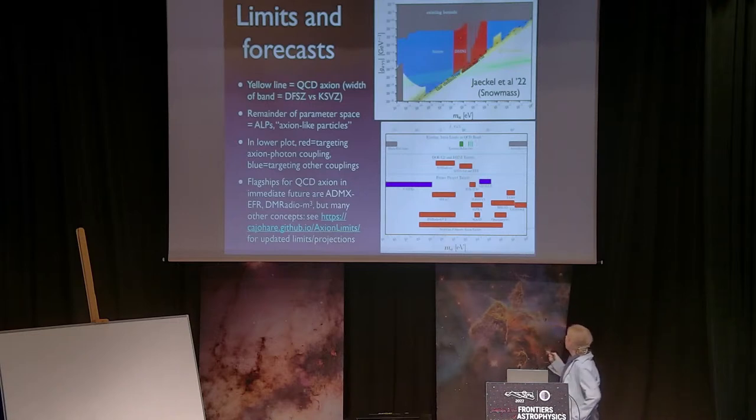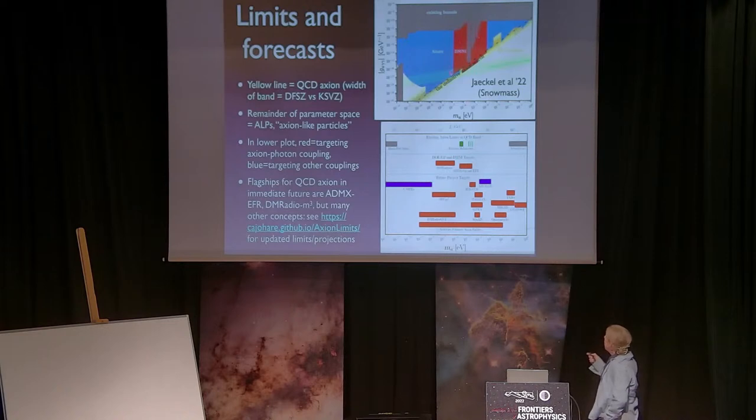So the gray regions are what's currently ruled out. This gray band that comes down to this yellow QCD axion band is the current ADMX detection. This red region is what the next generation of ADMX and DM Radio meter cubed would probe.